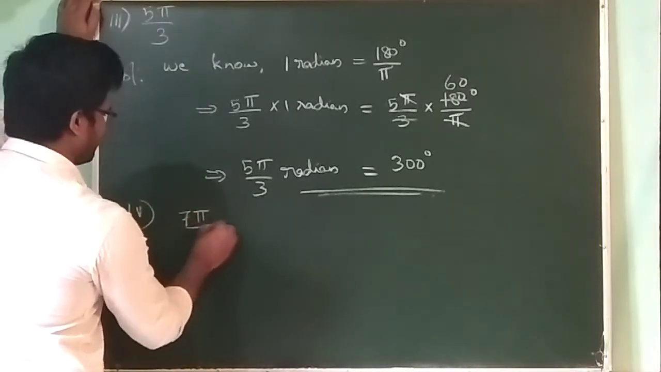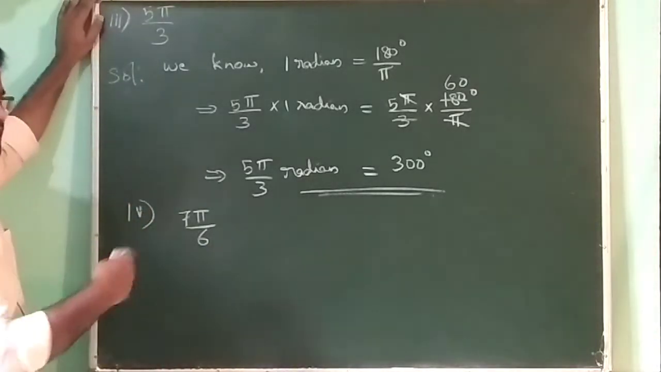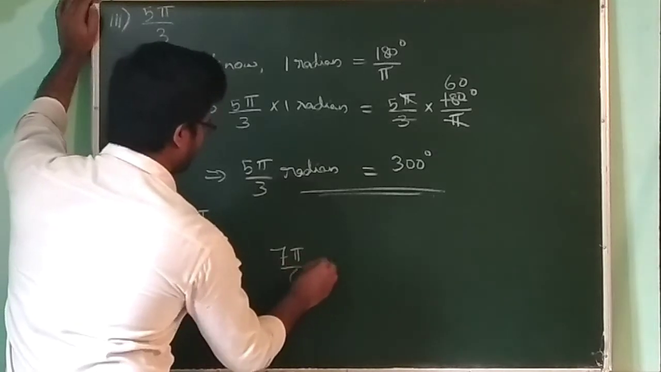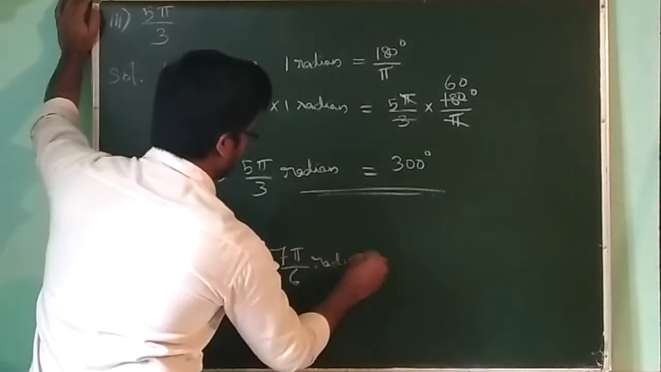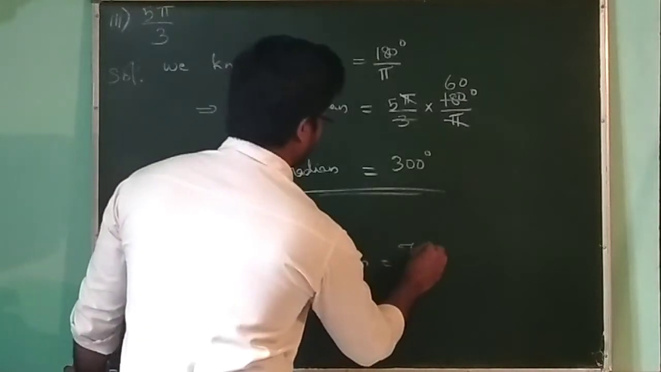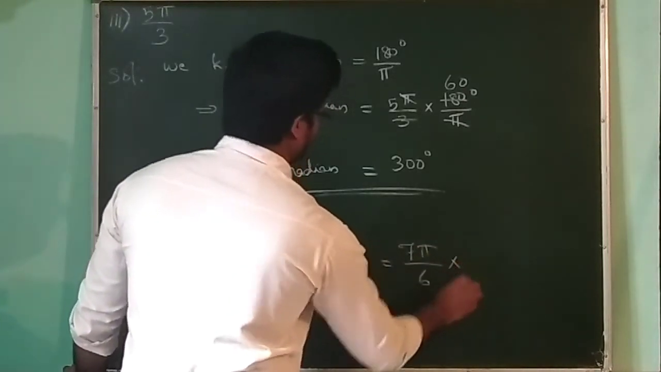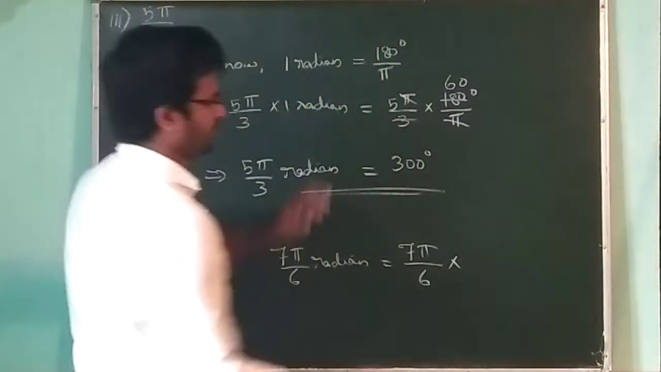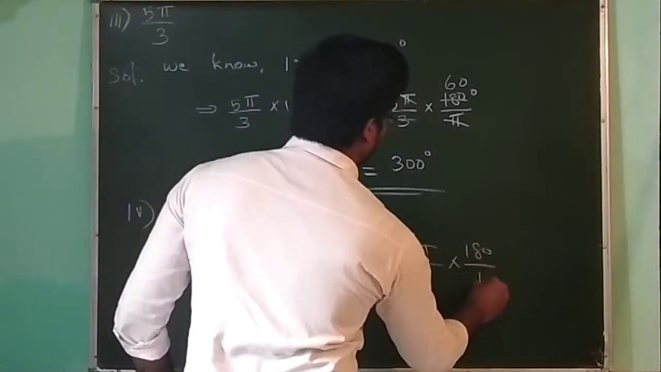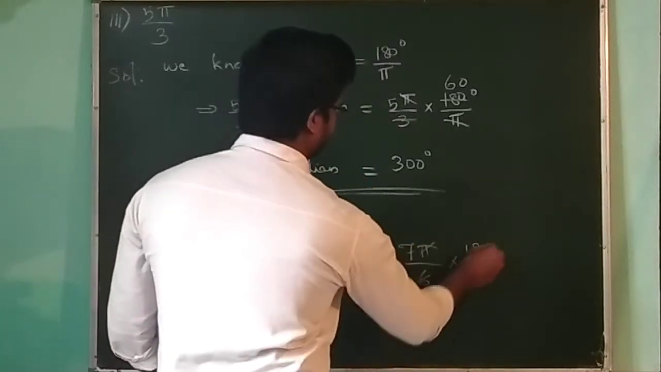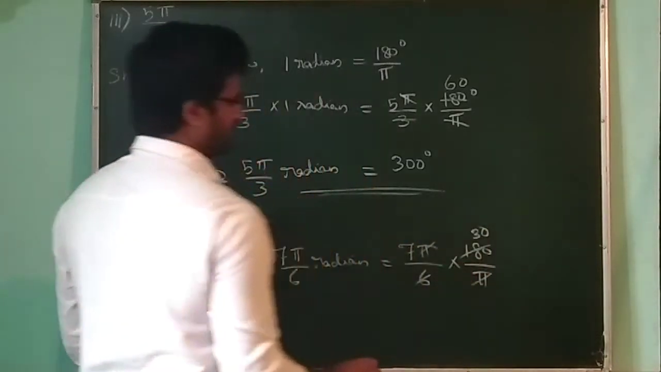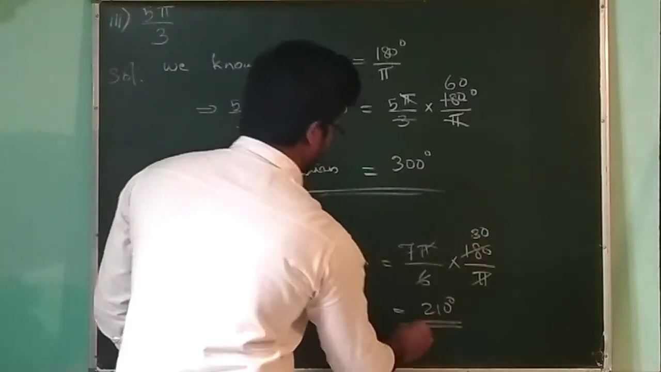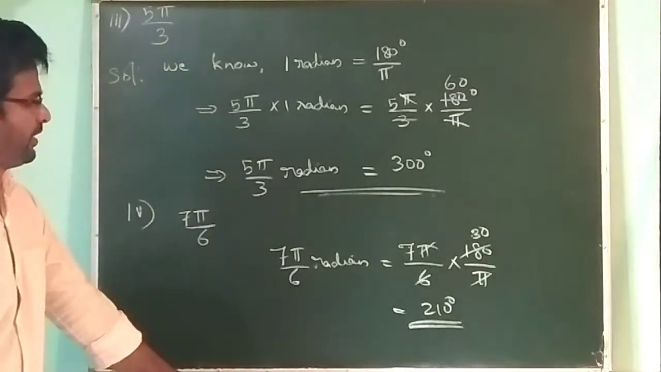Roman number 4, that is 7 pi by 6 radian, we have to change it to degree. We can do it directly. 7 pi by 6 radian equal to, right side also just multiply with 7 pi by 6 into which number? The common one, that is 180 by pi. Got it? 6 into 30, isn't it? 7 into 30 is 210, 210 degree. That is our answer.